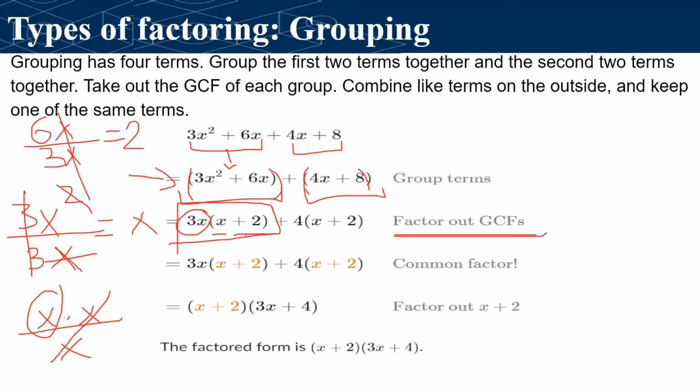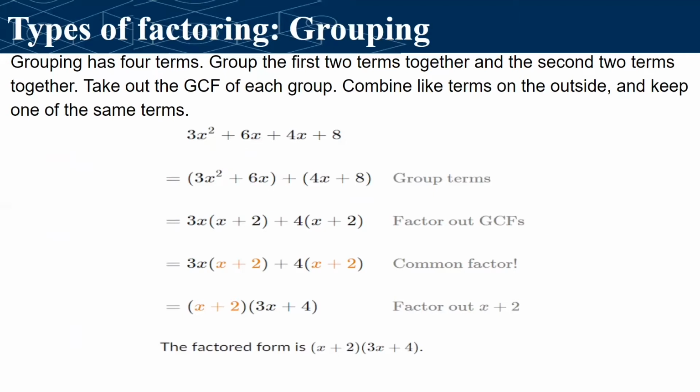And you do the same thing to your second group. The first thing that we did to the first group was nothing but factoring out the GCF. So let's factor out the GCF for the second group, okay?